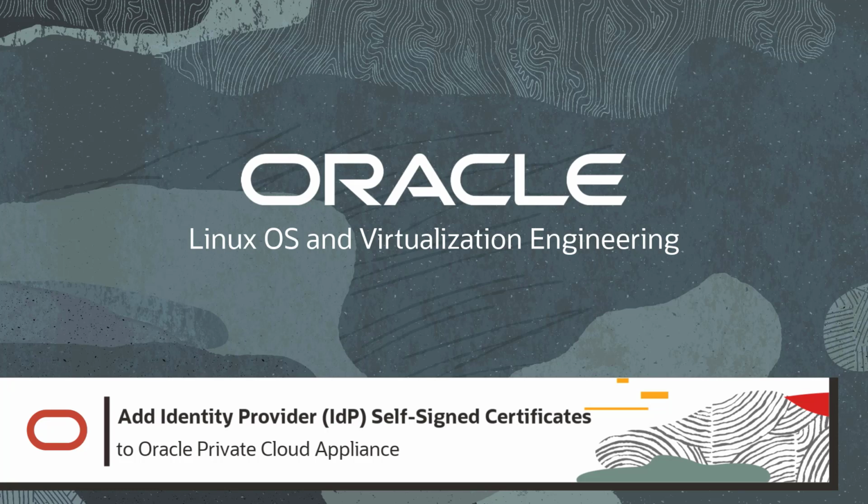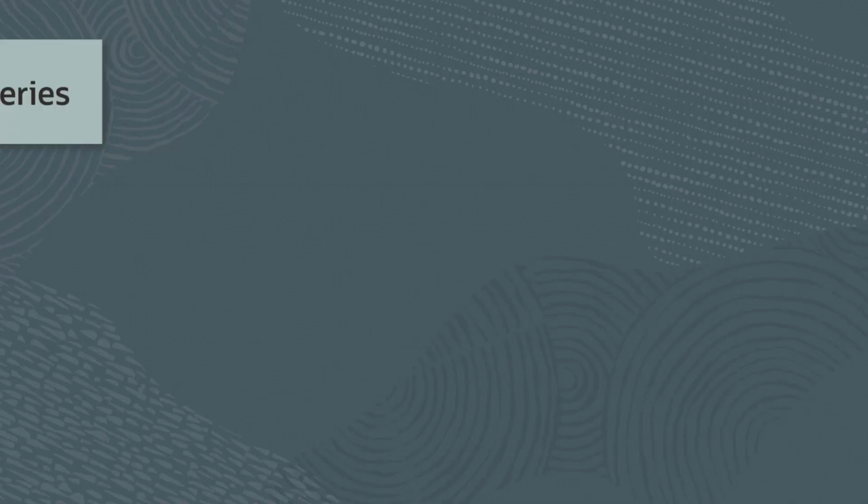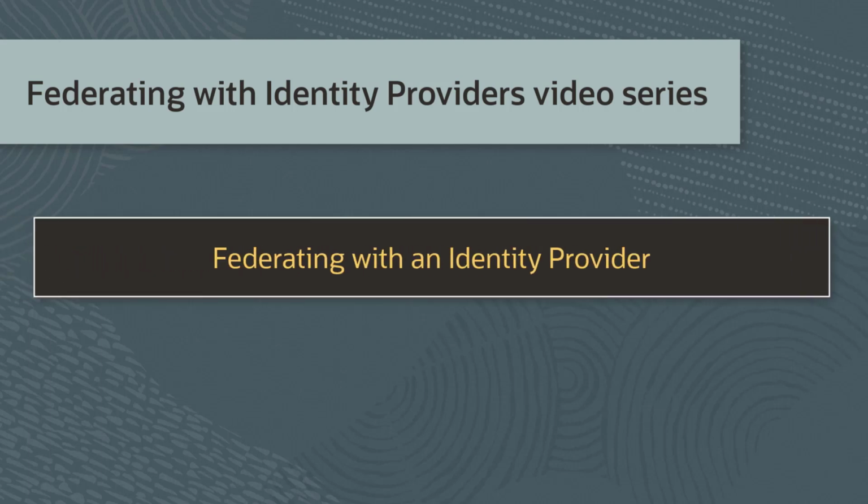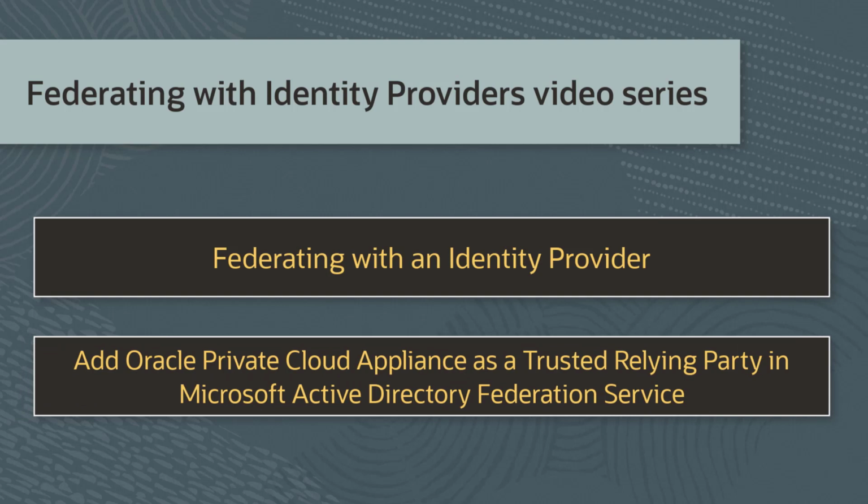In this video, I'll demonstrate adding identity provider self-signed certificates to Oracle Private Cloud Appliance. This video is part of a series of videos on federating with identity providers in Oracle Private Cloud Appliance. Other videos in this series include federating with an identity provider, which you should view first, and a video titled Adding Oracle Private Cloud Appliance as a Trusted Relying Party. Please view this video as necessary when setting up a trust for your environment.